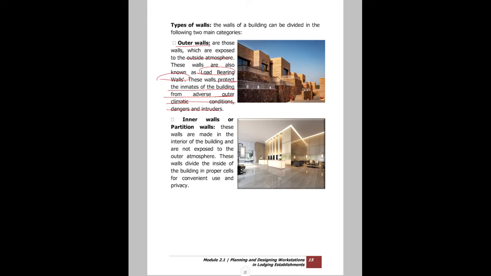Next one is the inner walls or the partition walls. So, kabaligtaran naman siya ng outer walls. So, ito naman, nandun siya sa loob ng building or what we call interior of the building. And of course, not exposed to the outer atmosphere. These walls divide the inside of the building in proper cells for convenient use and privacy. So kung ano na yung nakikita natin sa loob ng building, pagpasok natin ng isang hotel, ng isang establishment, yun na po yung tinatawag natin na inner walls.